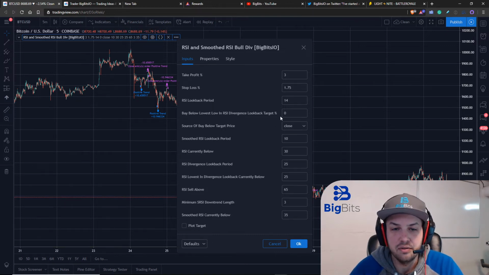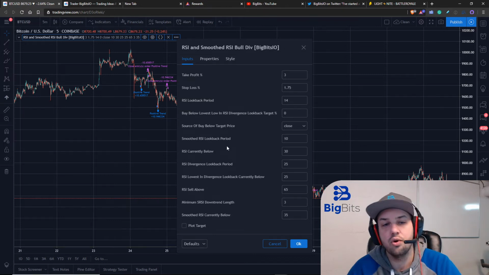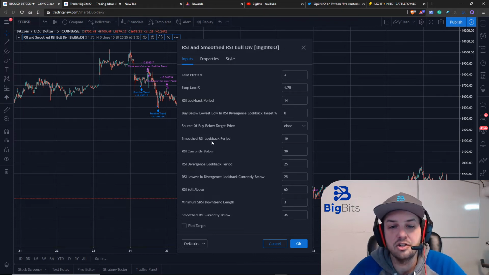So that's how that's used. And then, of course, you're using the closing price for the RSI look back here. And we also have RSI currently below. This requires that the current RSI on the chart is actually below 30 in this case. The RSI divergence look back period, this is how far back it's going to look for a divergence. And the RSI lowest in the divergence look back currently.